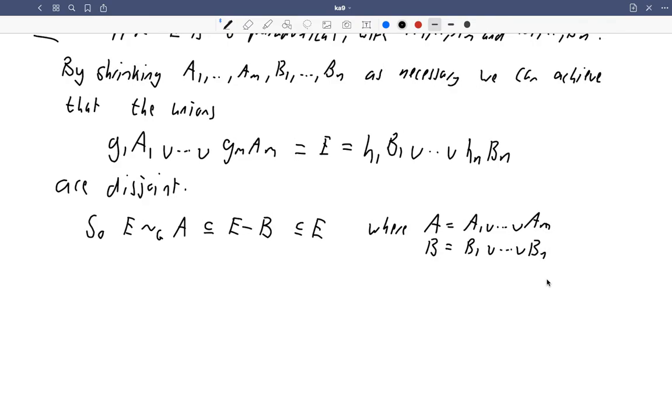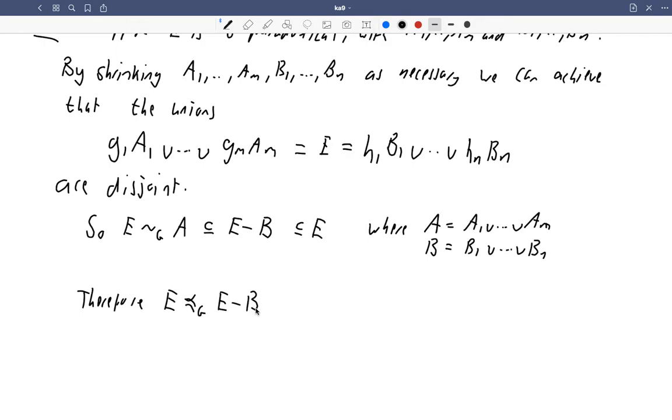So because of this, A is equidecomposable with a subset of E minus B. Therefore, we have that E is equidecomposable with a subset of E minus B. So that means it's less than in the pre-order.